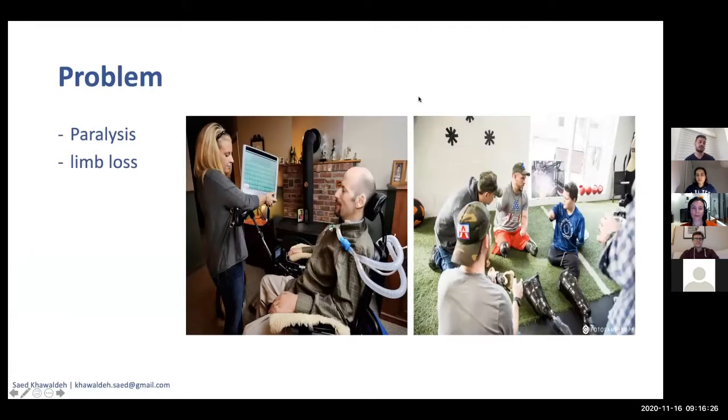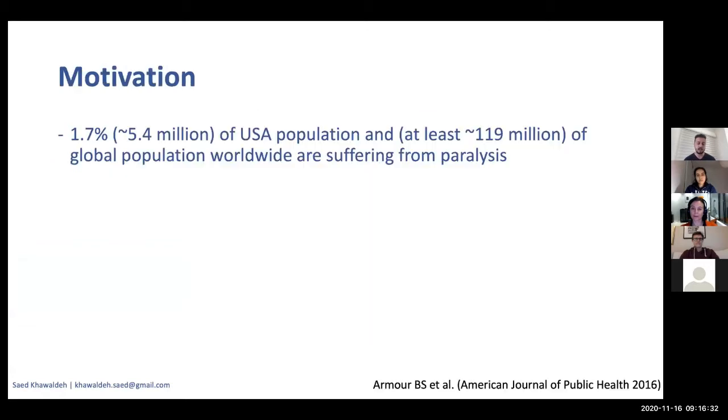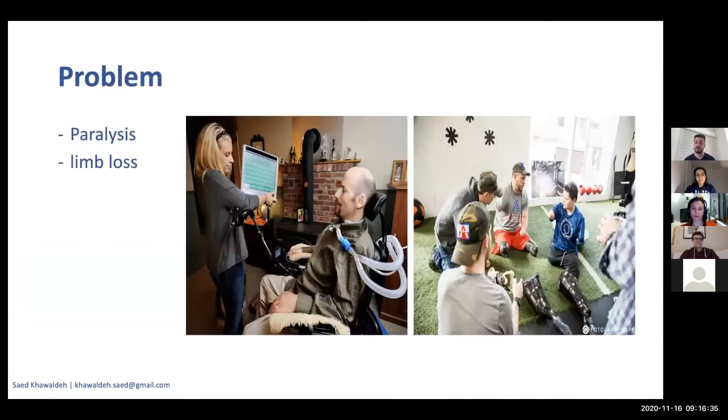So to start, the problem we are trying to address with this work is paralysis in general, or limb loss. As you know, there must be some devices to help people who have some sort of physical disability to live a normal life and try to overcome the difficulties they have.